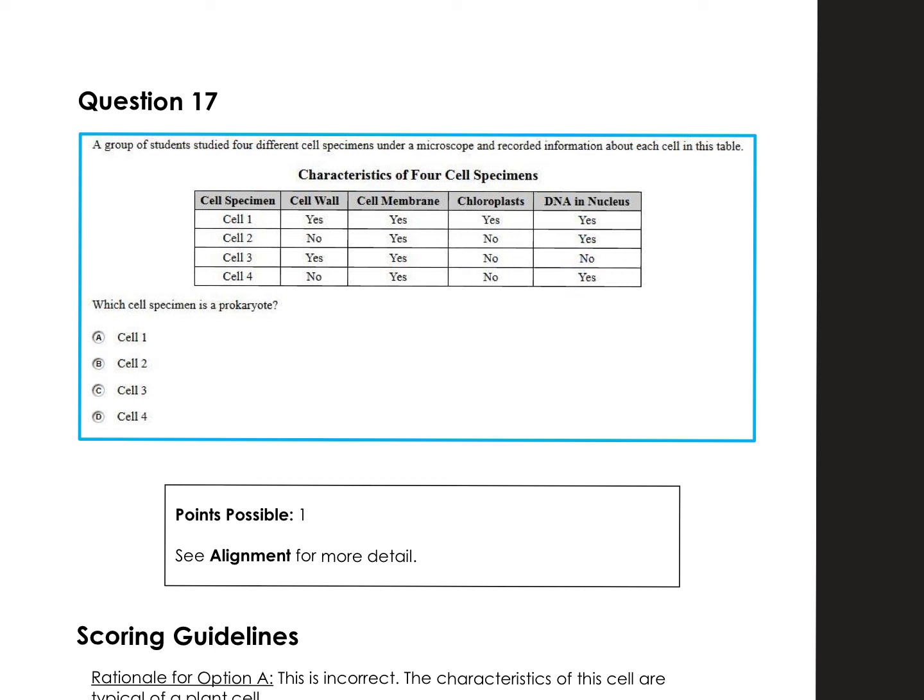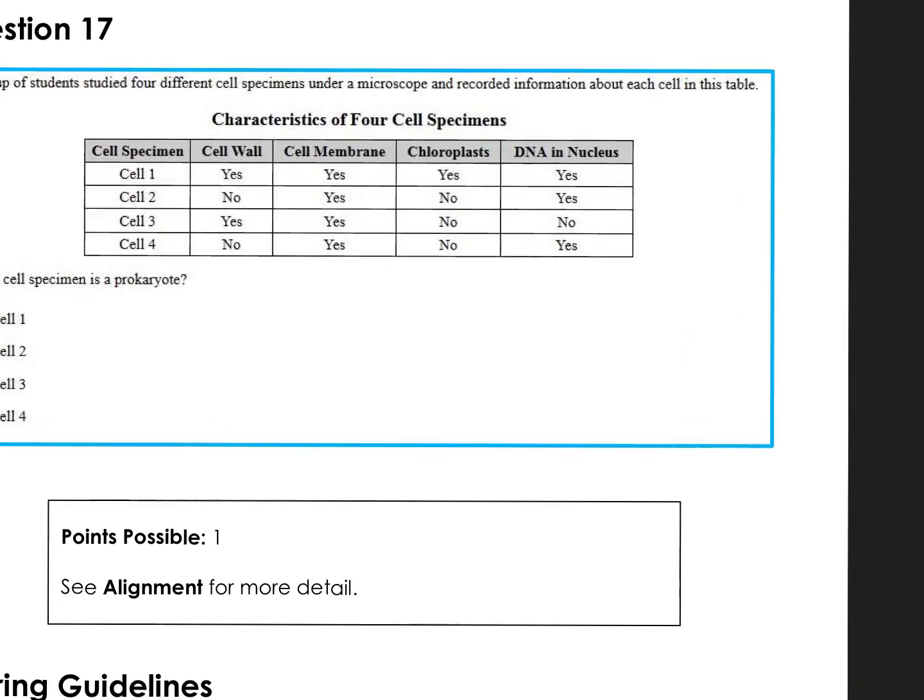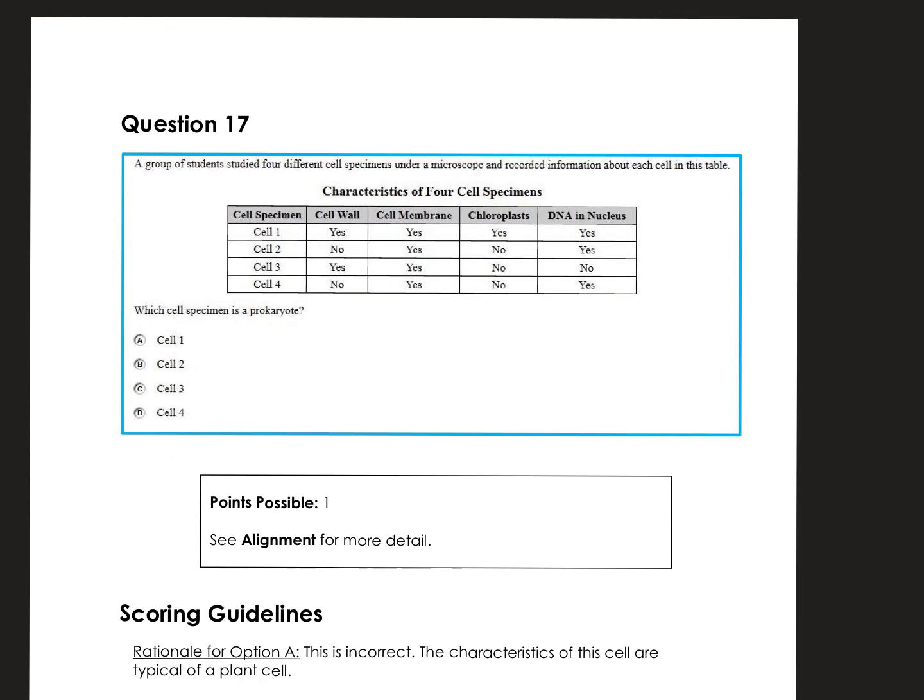All right, so before I even look at it, let's go ahead and write down what we know. No nucleus, that's a prokaryote. That is a bacteria or archaebacteria.